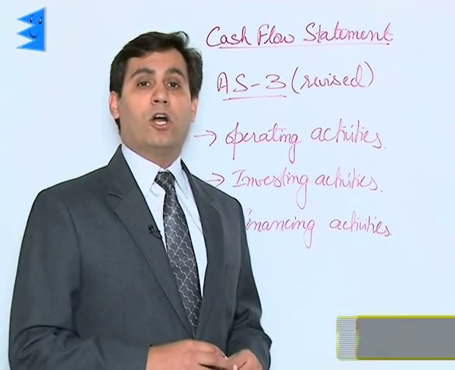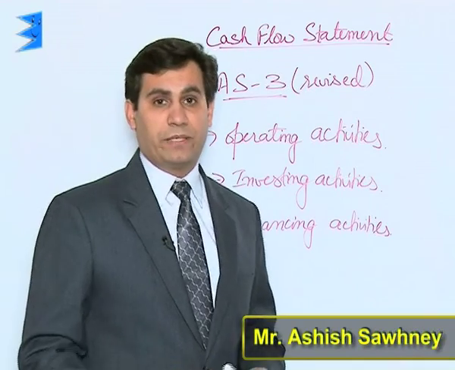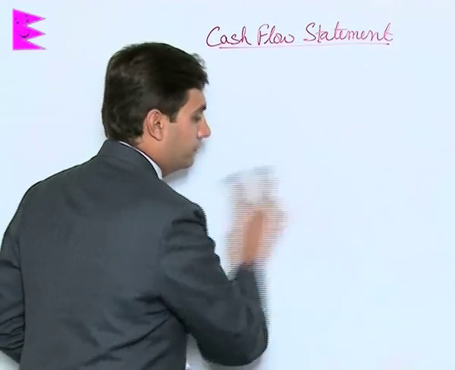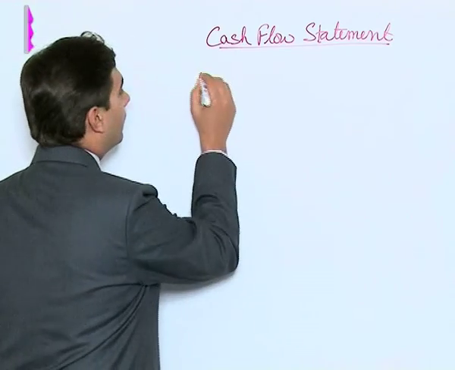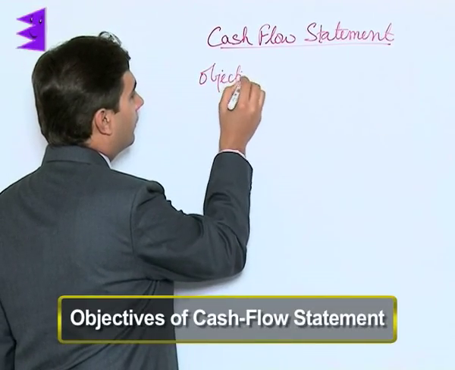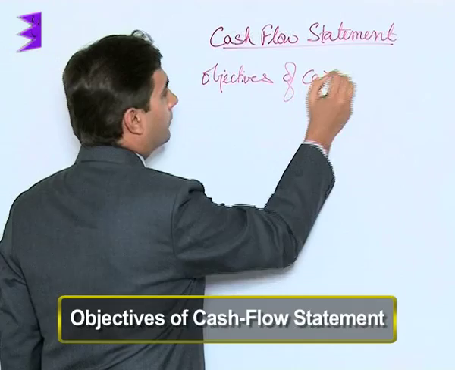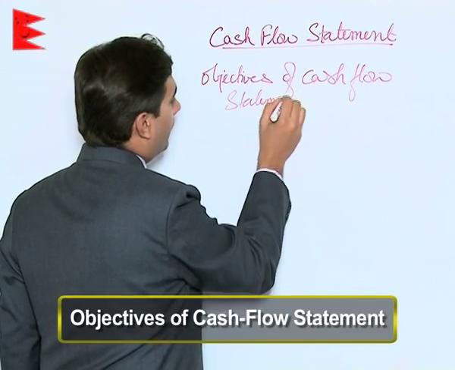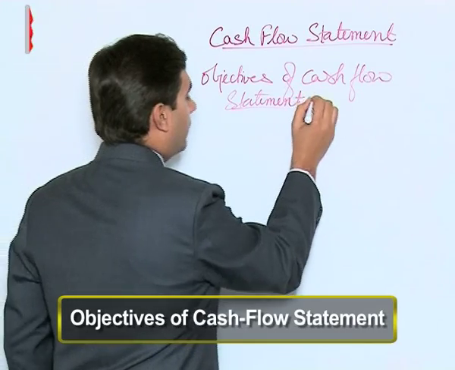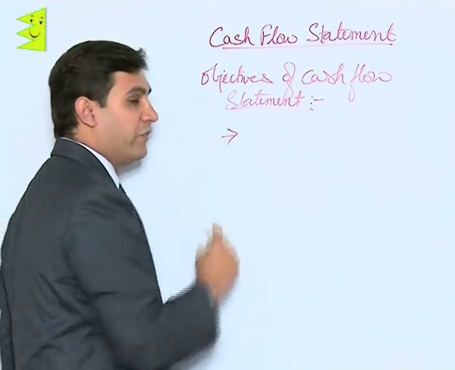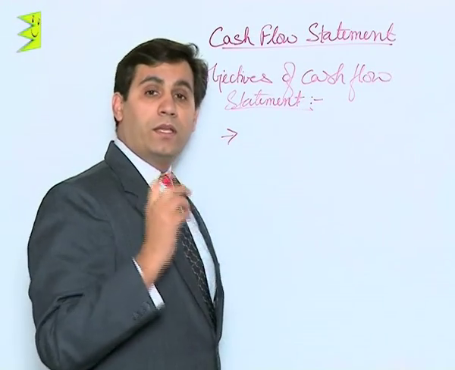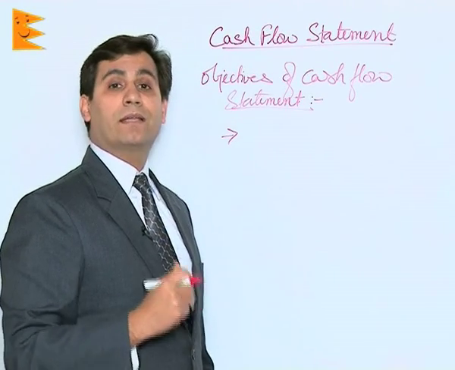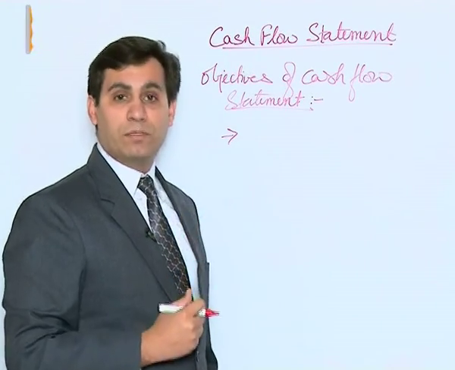Now coming to the objectives of cash flow statement. So what are the objectives of a cash flow statement? The first and the foremost objective of a cash flow statement is to gather information about the sources from which we are getting or the cash is coming into the business.